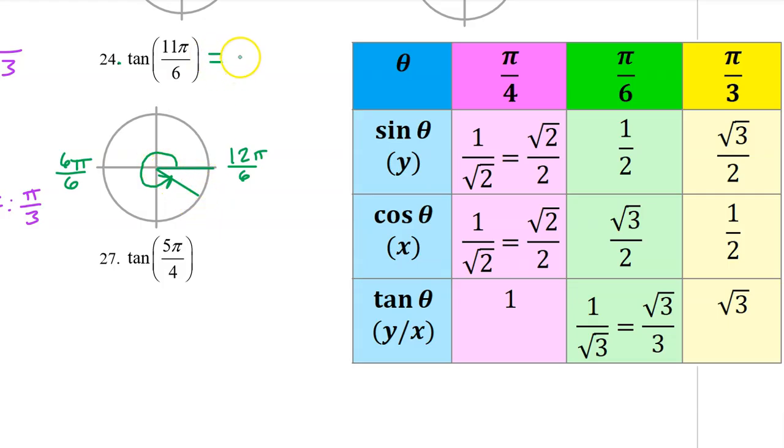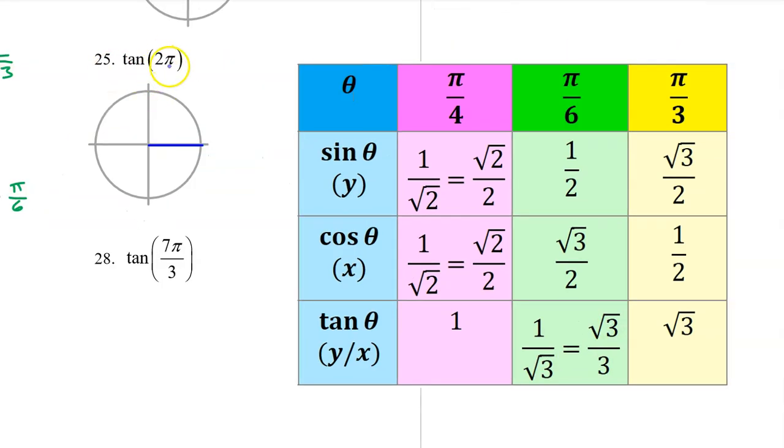So we know the answer will be negative something. Furthermore, the reference angle is this tiny little pi over 6 right here. So the reference angle is pi over 6. And since the tangent of pi over 6 is 1 over radical 3, the answer will be negative 1 over radical 3. Or you could say negative radical 3 over 3.